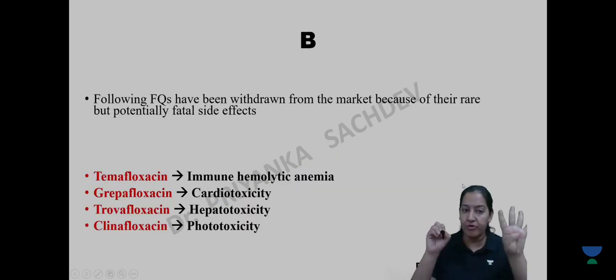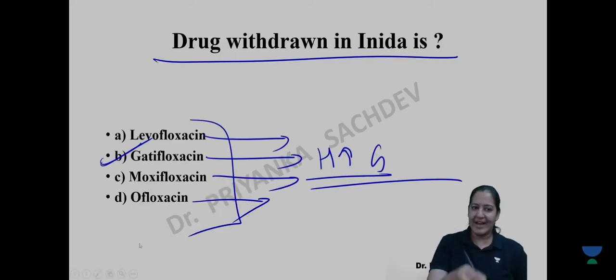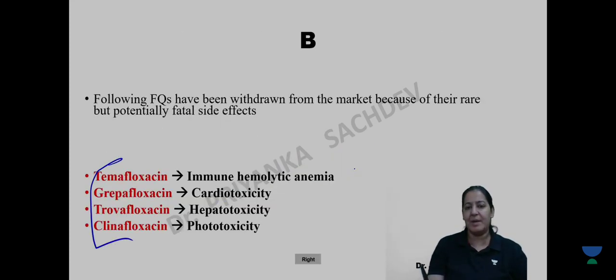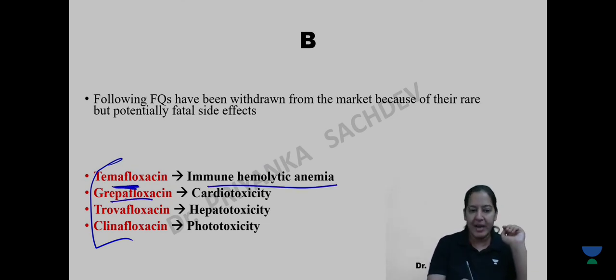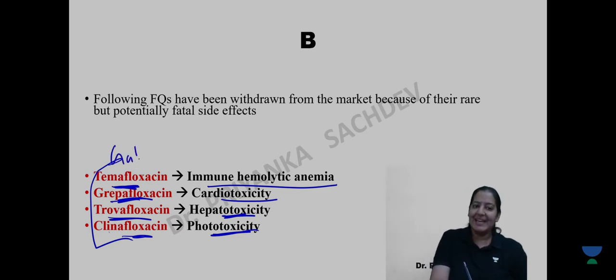So learn the name of the 4 drugs which are banned from India. Apart from this one, Gatti is banned because of hyperglycemia. Apart from it, Tima is banned because of immune hemolytic anemia. Grepa is banned because of cardiotoxicity. Trova is banned because of hepatotoxicity. And Clina is banned because of phototoxicity. Apart from it, Gatti, which is our answer, is banned because of hyperglycemia.